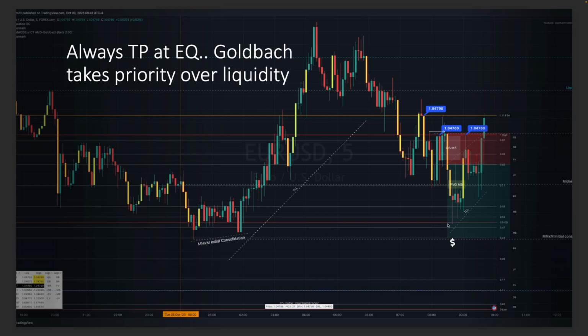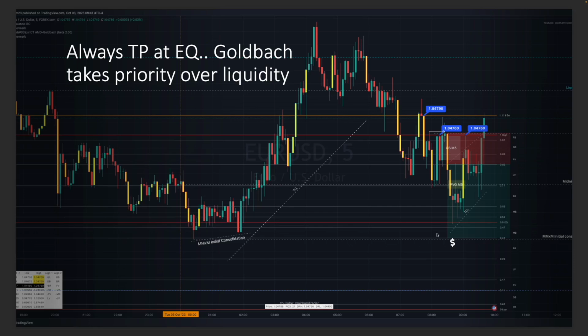I know I'm supposed to TP at EQ. However, my ICT voice in my head was saying for a market maker model, you can TP below the initial consolidation. So I had extended my take profit. What happened? It went to EQ and reversed on me. And then I saw so many instances where I would have liquidity just underneath equilibrium. It would ignore my liquidity, go to EQ, and then reverse on me.